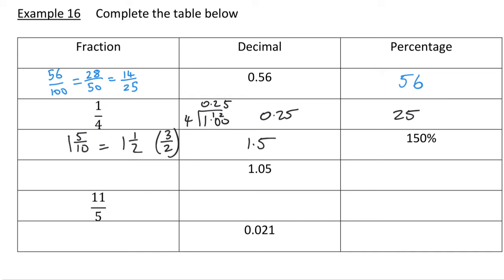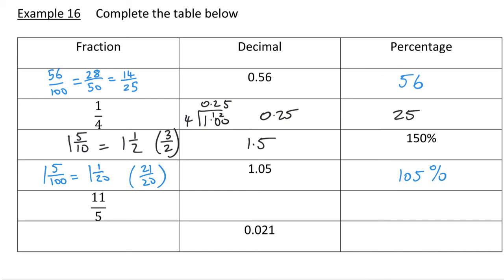1.05, so that's going to be 1 whole, and then the place value headings, we've got 0 tenths and 5 hundredths, so it's 1 and 5 hundredths. And that simplifies to 1 and 1/20th, which as a top-heavy fraction would be 21/20ths. To change 1.05 into a percentage, we multiply by 100, and that's going to be 105%.